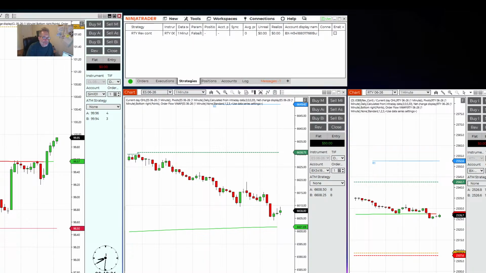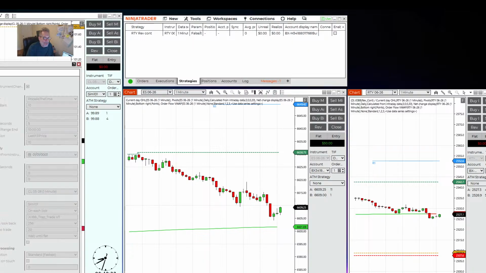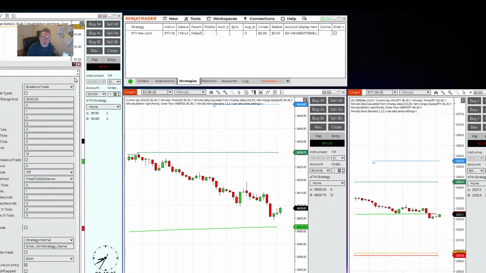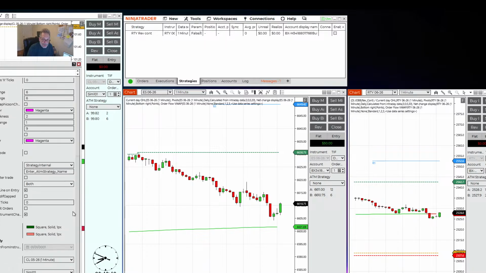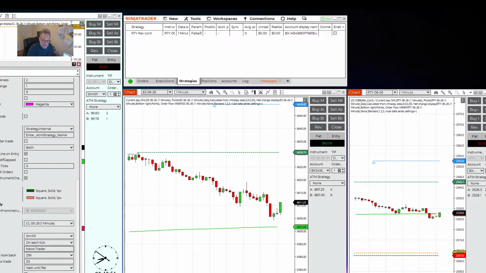So reverse continue on the oil chart. Right click the chart, click News Trader. Change breakout to reverse continue. Position 1 is a 1. Our target's 25. Our stop is 25. And we'll label it CL reverse continue.